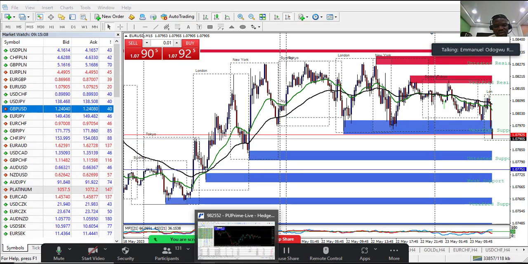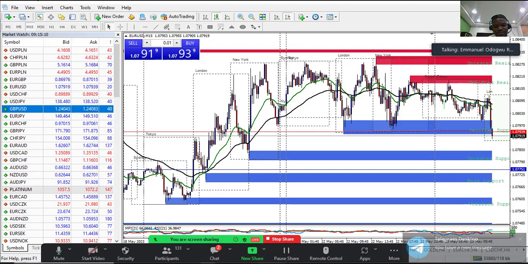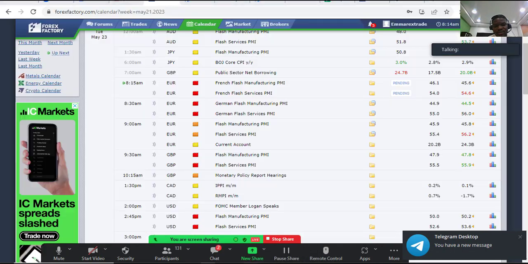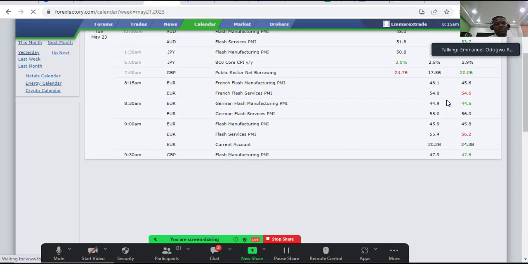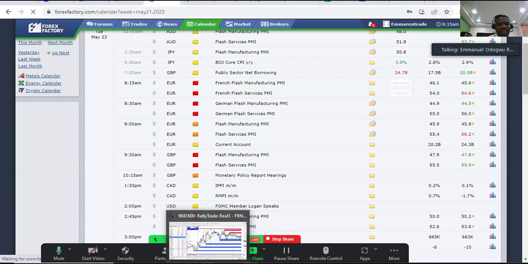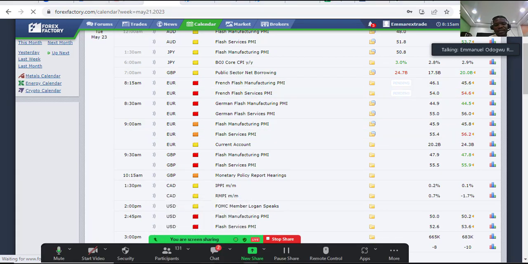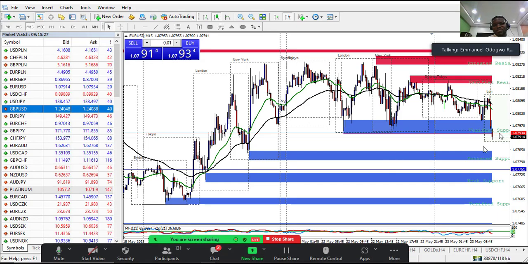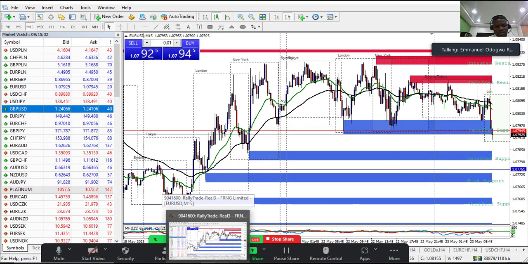Let's check it out. Some of these small delays on Forex Factory can also affect your trade. So pending, but the market is already diving downward, as you can see. It's already pumping downward. But I would like to see the value before jumping into the trade.